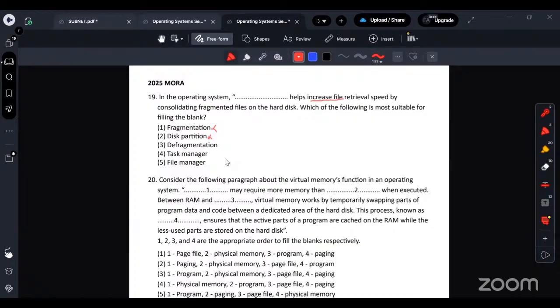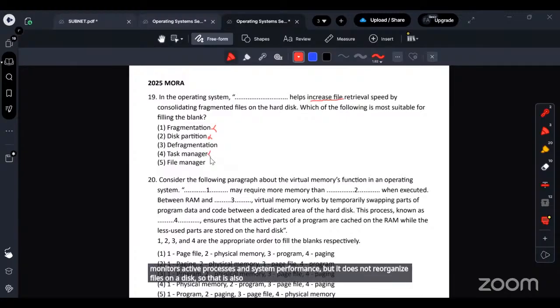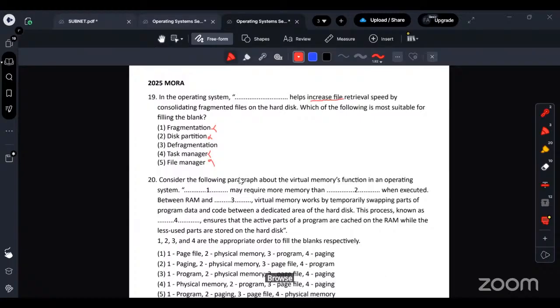So why not Task Manager? You know what it does? It is a tool which monitors active processes and system performance, but it does not reorganize files on a disk. So that is also incorrect. File Manager also is incorrect. This is the user interface used to browse and organize files of folders. So the answer is 3.